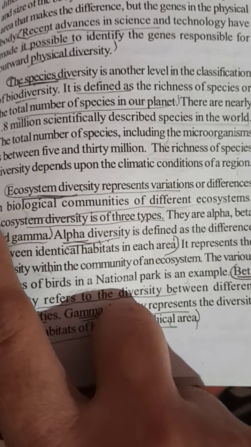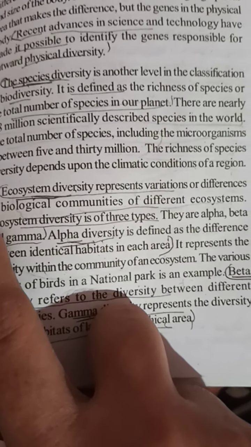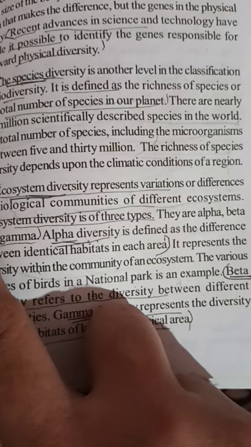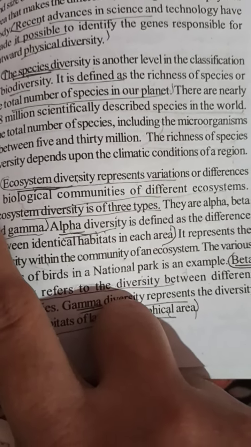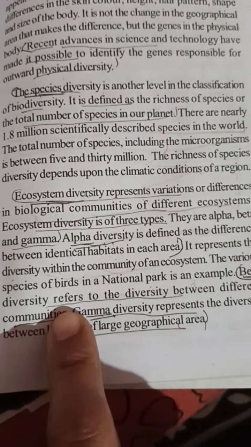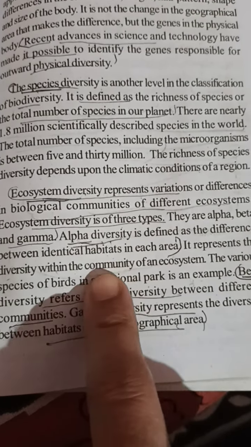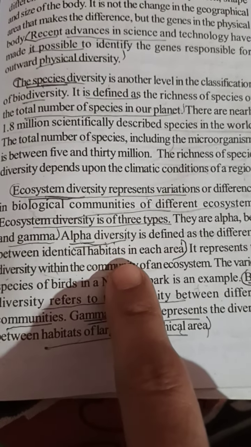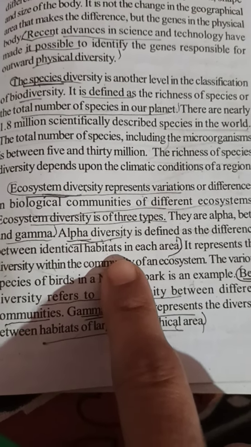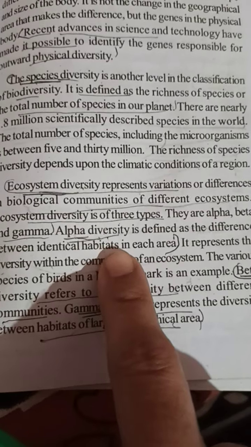And the first one, genetic diversity, focuses on the difference in the genetic makeup of a human being. The third one is ecosystem diversity. Ecosystem diversity represents variation or difference in biological communities or different ecosystems. It shows different biological communities in different ecosystems.